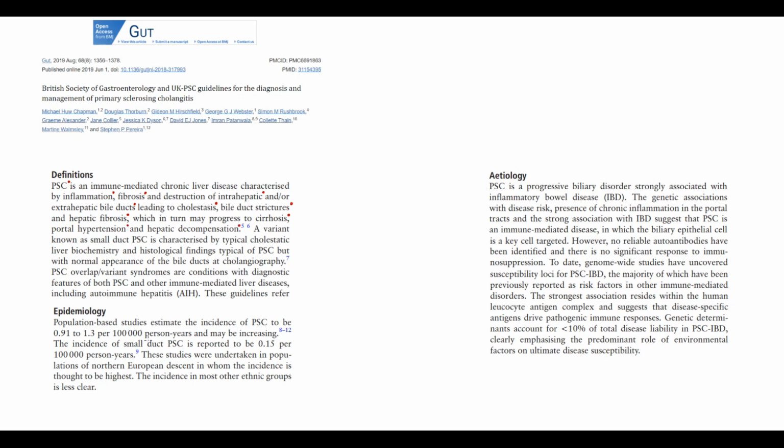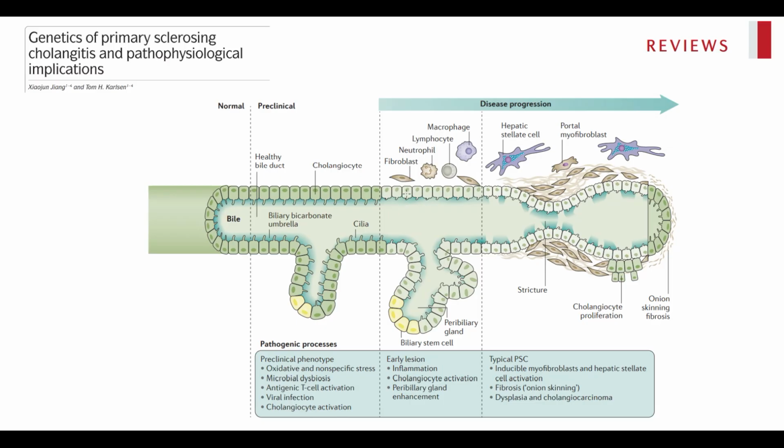Primary sclerosing cholangitis is a rare disorder which has a strong association with inflammatory bowel disease, especially ulcerative colitis. So, to understand this disorder, we have to discuss the pathogenesis step by step. The first step in pathogenesis of primary sclerosing cholangitis is the transition from normal state to preclinical stage. This transition is driven by microbial dysbiosis and activation of the immune system.